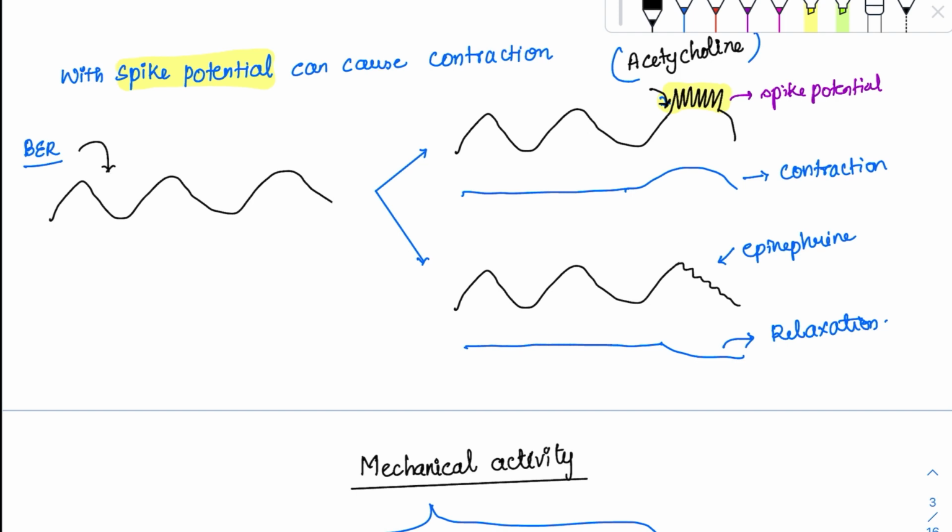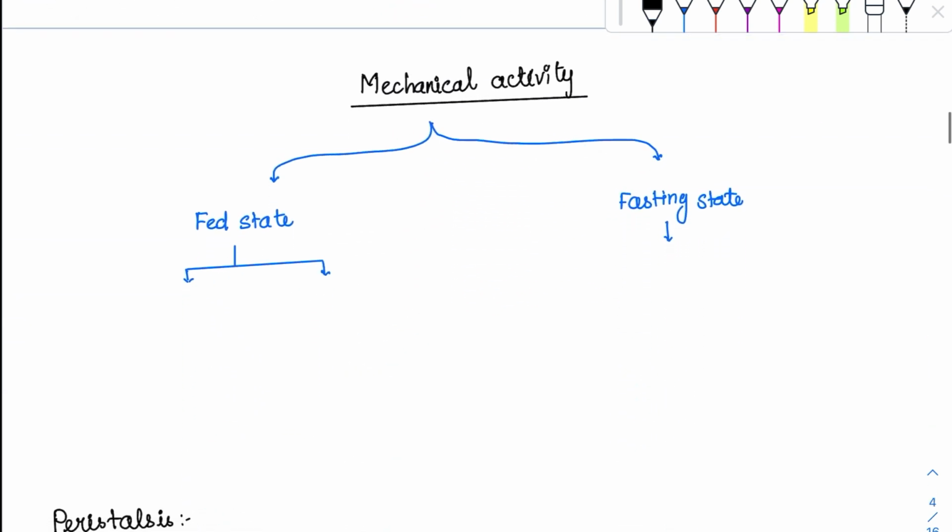So once the basal electrical activity is superseded by some enzymes or any neurotransmitter, it can produce contraction. Whenever contraction starts, we get some mechanical activity. What is that mechanical activity in the GIT?